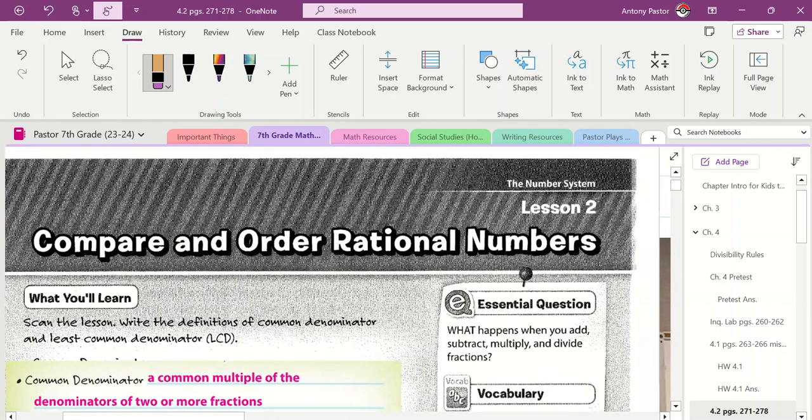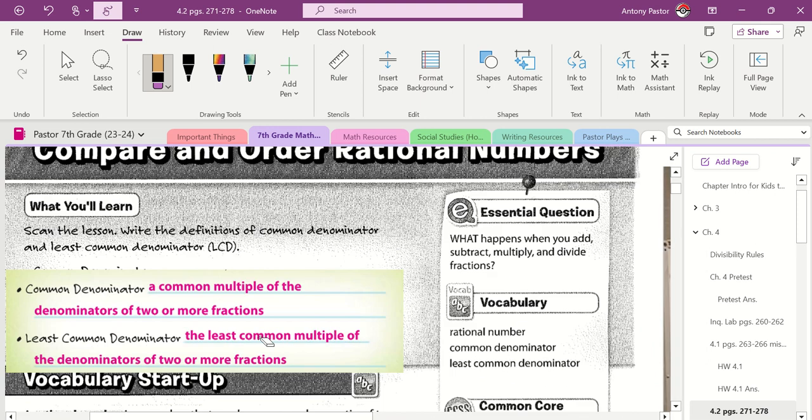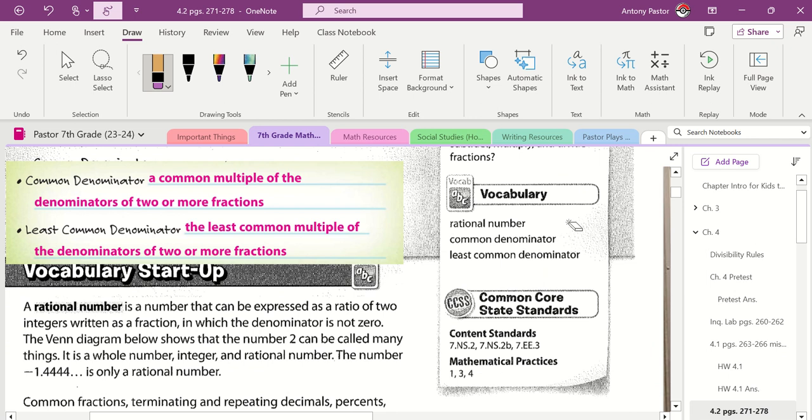Hello, and today we are doing 7th grade math, chapter 4, lesson 2. We are comparing and ordering rational numbers. Now, we need to cover what is a rational number, what is a common denominator, and what is a least common denominator.